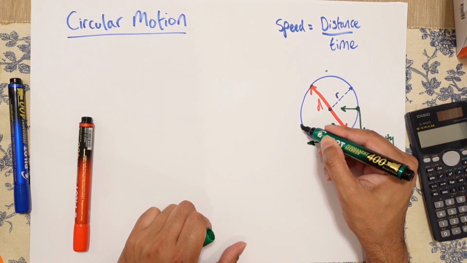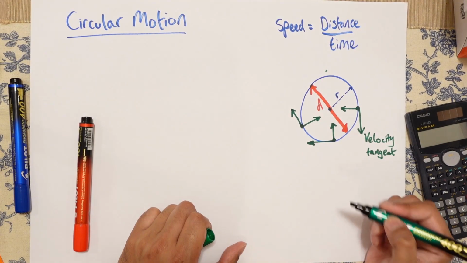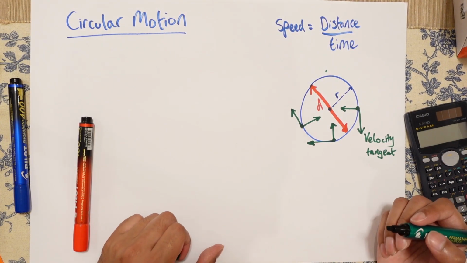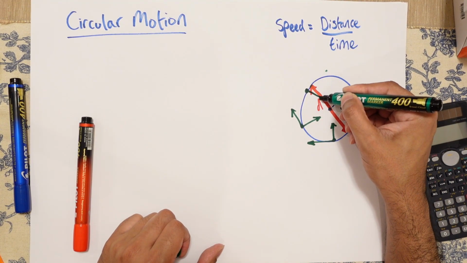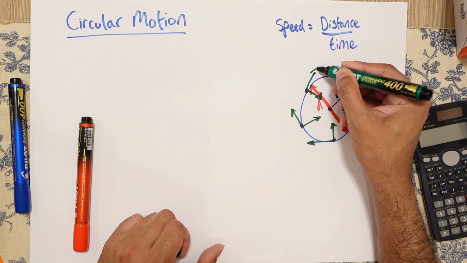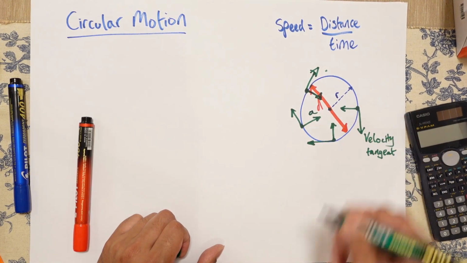Now it doesn't speed up, it just changes direction, so we call it uniform circular motion. And that's true for any point. So acceleration is towards the center. I've drawn that badly, but okay. And your velocity is at a tangent like this. So this is your acceleration.